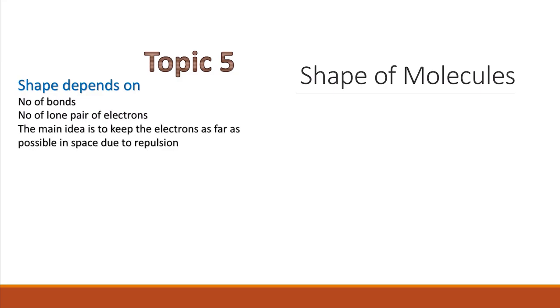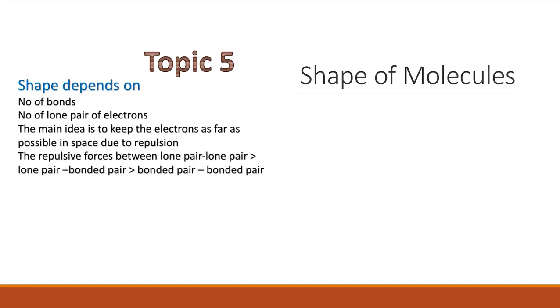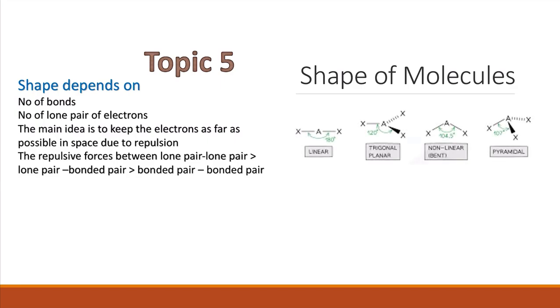The main idea here is to keep the electrons as far away from each other as possible in space because of the repulsion between the electrons. The repulsive forces between lone pair and lone pair will be bigger than the repulsive forces between lone pair and bonded pairs, which is more than bonded pairs with bonded pairs. And that affects the shape of the molecules and the angle as well. So let's have a look.